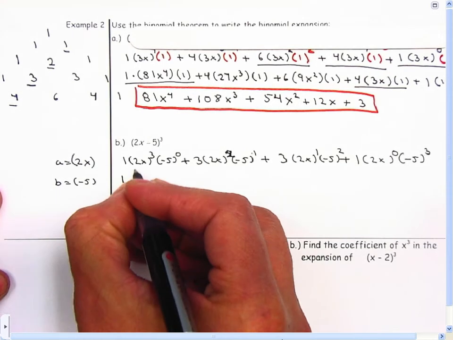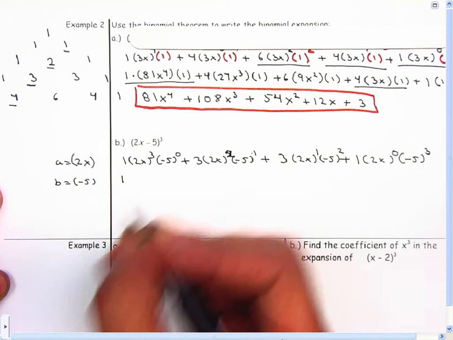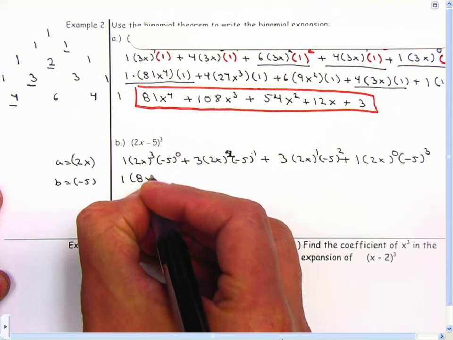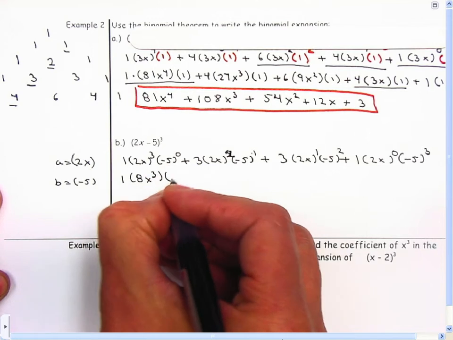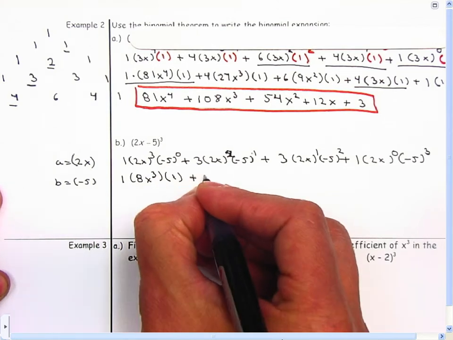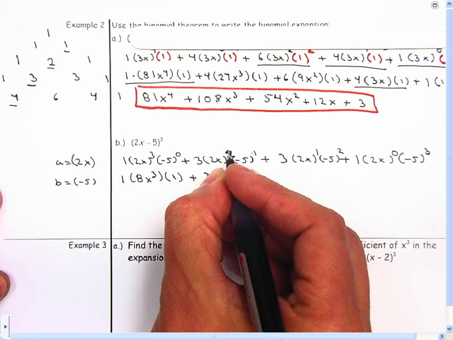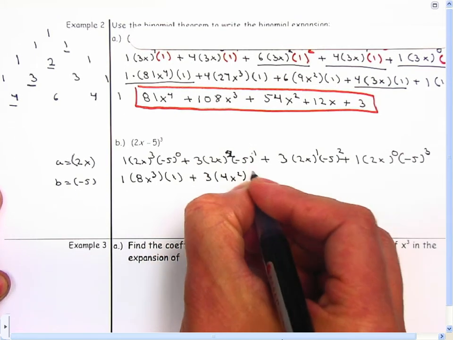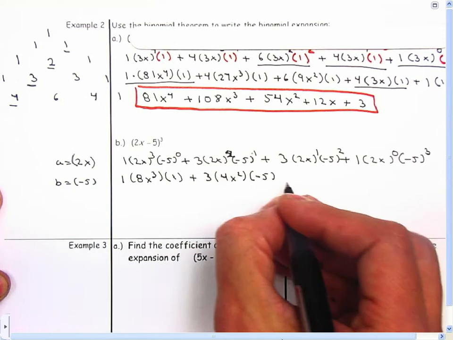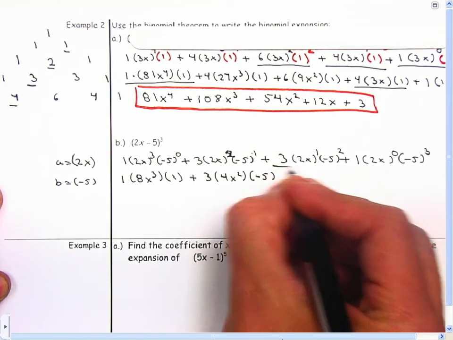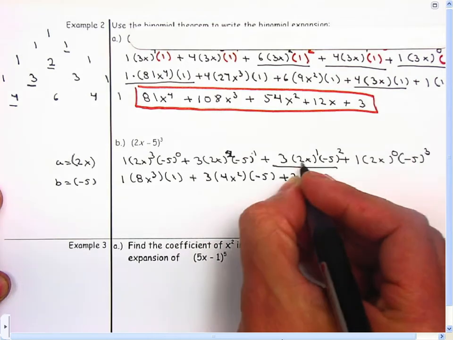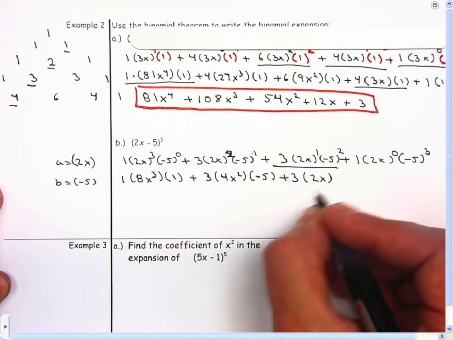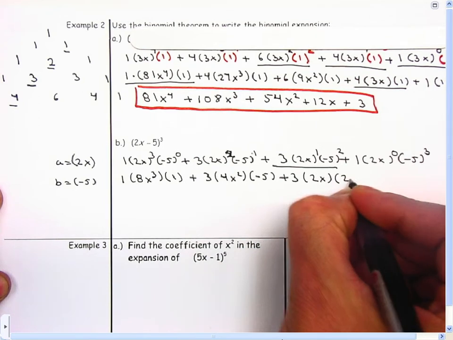We have a 1, 2x to the third means 2x times 2x times 2x, which will be 8x to the third. Negative 5 to the 0 is just 1. Plus 3, 2x to the second is 2x times 2x, which is 4x squared. And negative 5 to the first is just negative 5. Next one, we have plus 3. 2x to the first is just 2x. Negative 5 to the second power is negative 5 times negative 5, which is 25.